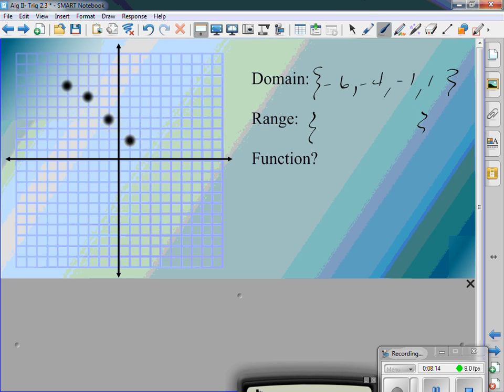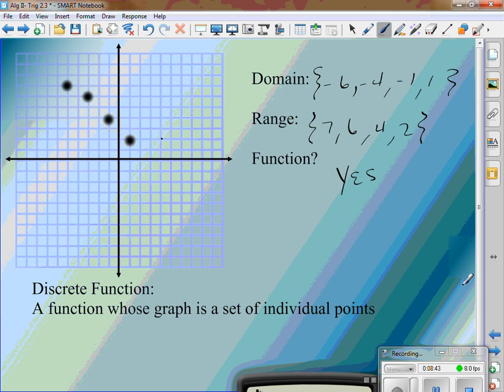What about my range? 1, 2, 3, 4, 5, 6, 7, 6, 4, 2. Is this a function? Do any of my x values repeat? No, none of the x values repeat, and I can look. There's no repeats on a vertical line test. It is a function. This is called a discrete function. A discrete function is a graph of individual points.